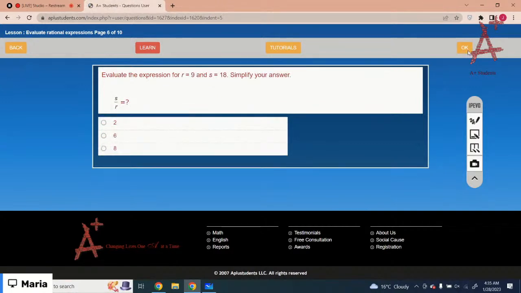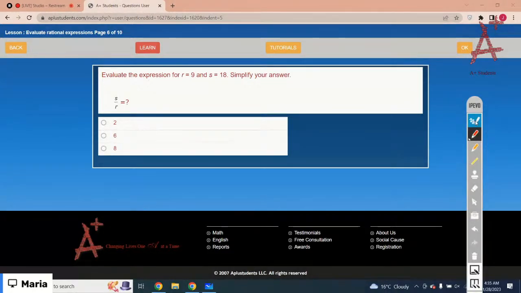Okay, evaluate the expression for r equals 9 and s equals 18. Just replace the variables with the value. Got it? S is 18, so it would be 18 over 9. So you have to evaluate, 9 times what number is 18? 9 times 2 is 18. So the correct option is 2.